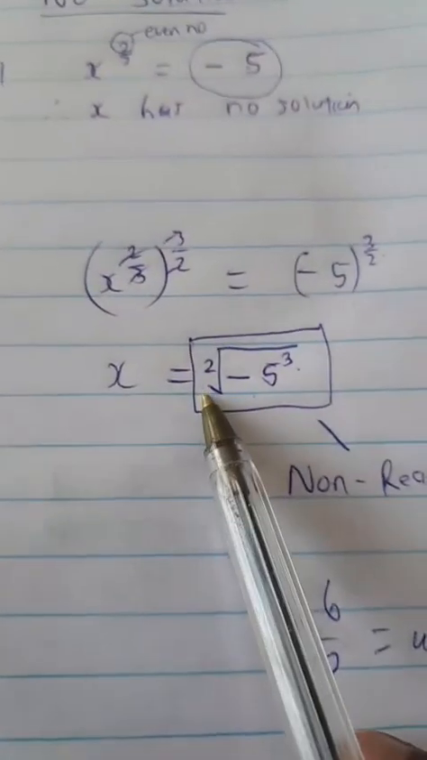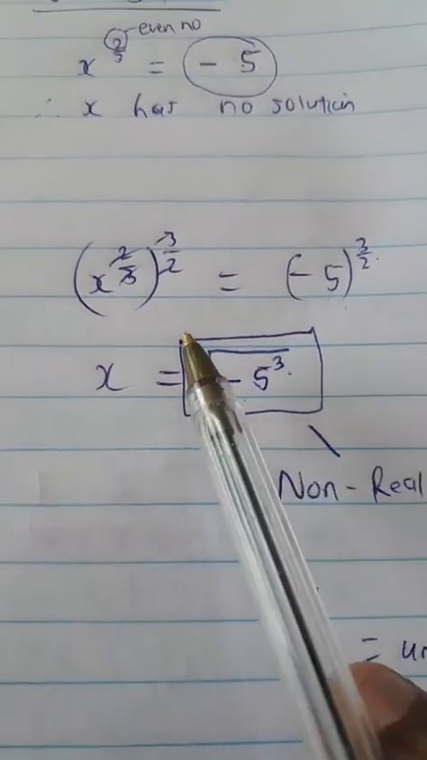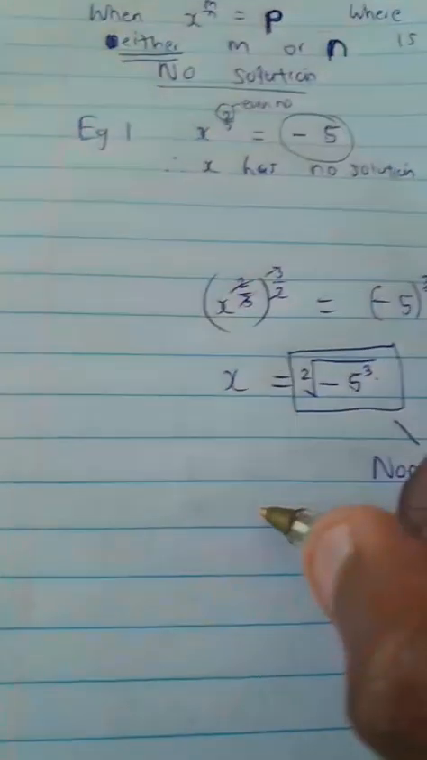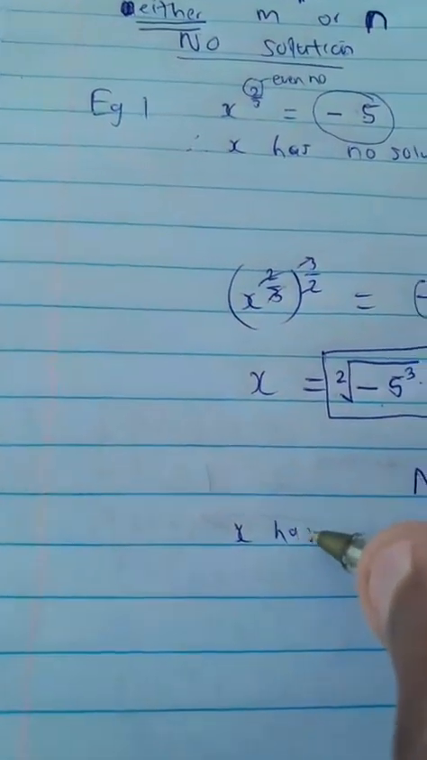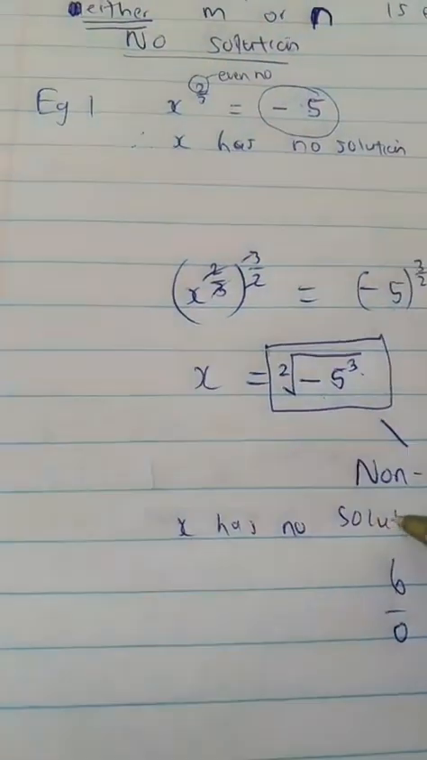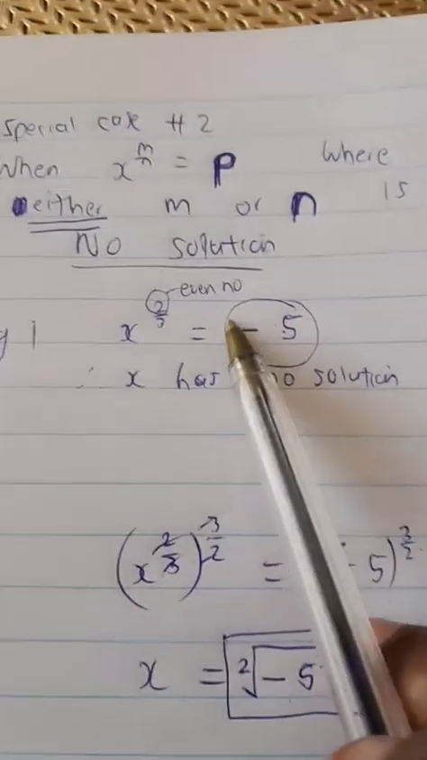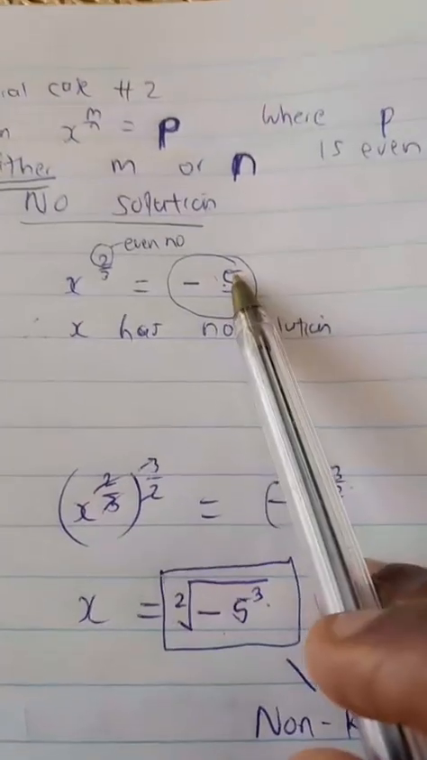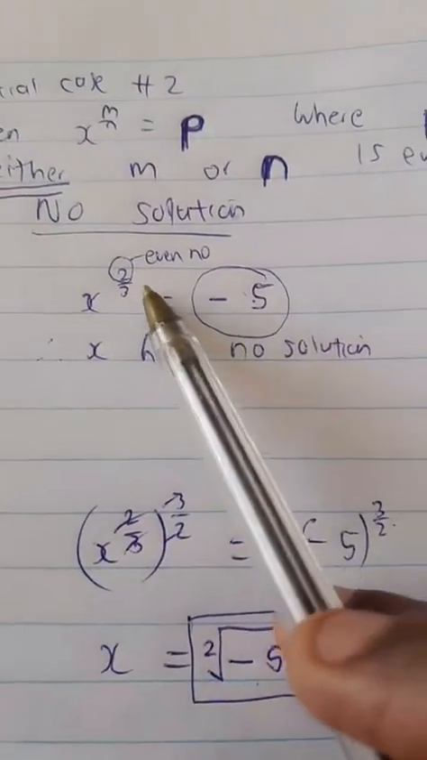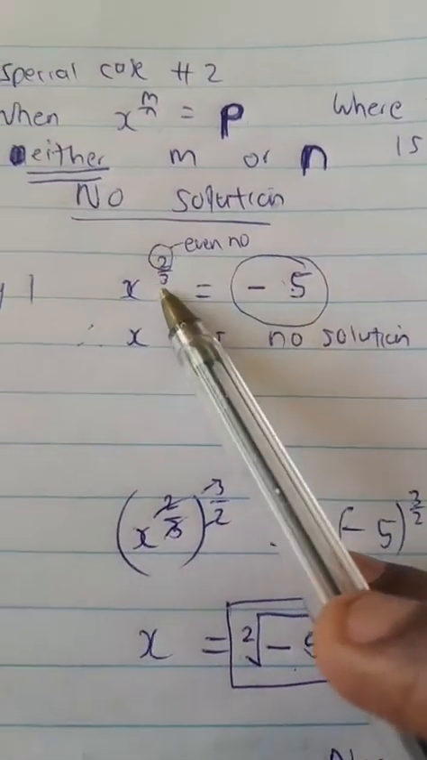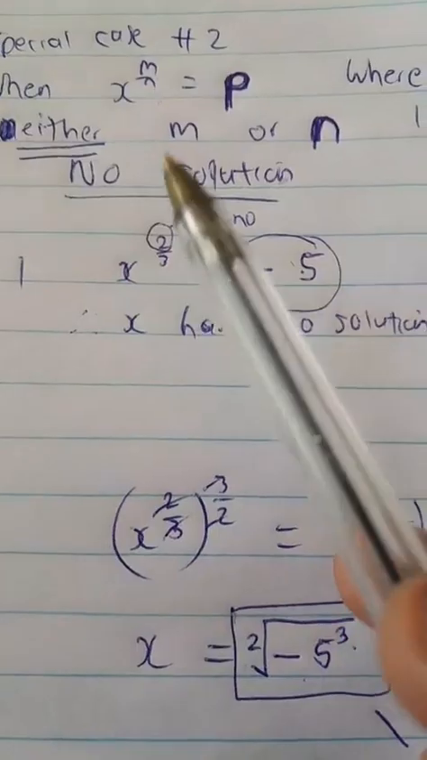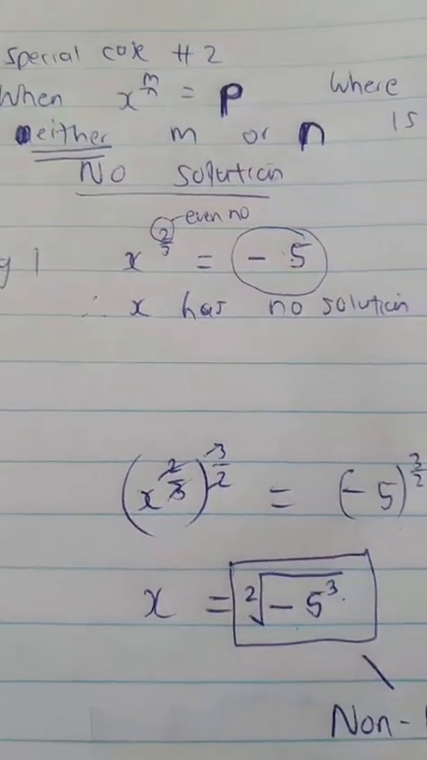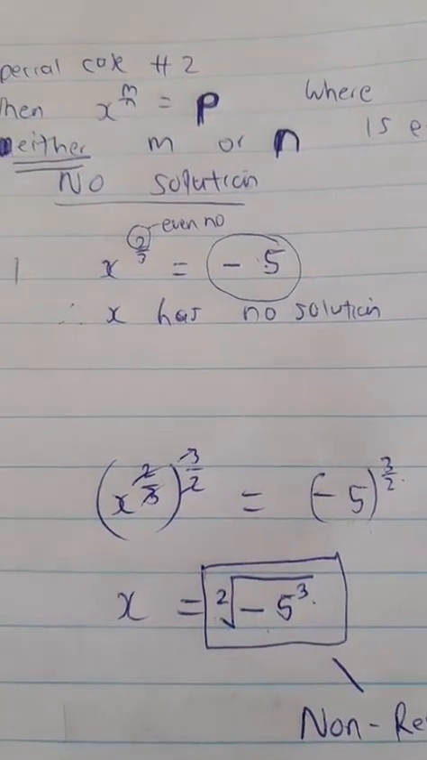So here, the even root of any negative number is non-real. This basically means x has no solution. So that's why we insist that if you see this special case condition where there's a negative number, and guys, either the numerator or the denominator of the rational exponent is even, do not even waste your time and proceed.